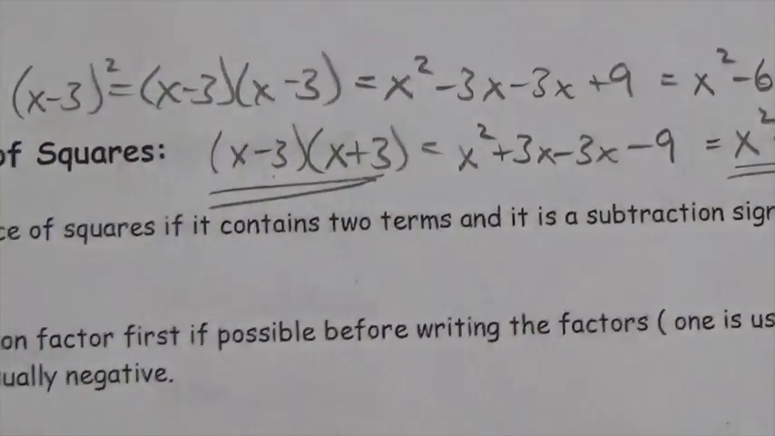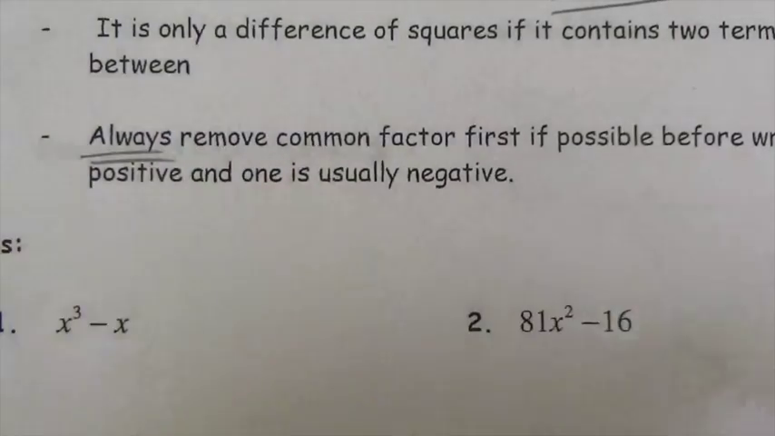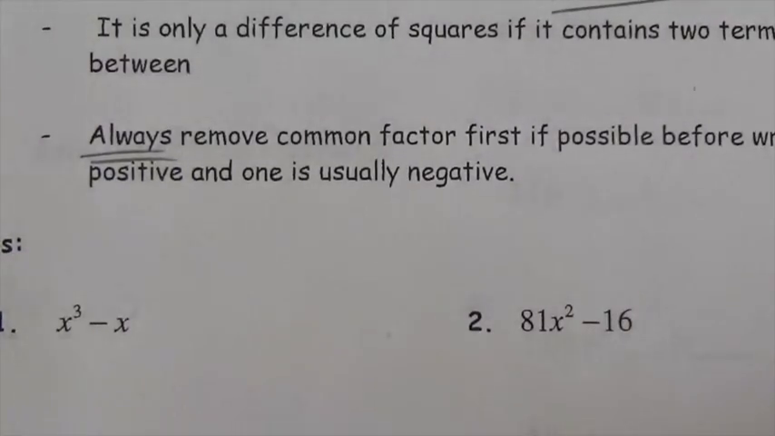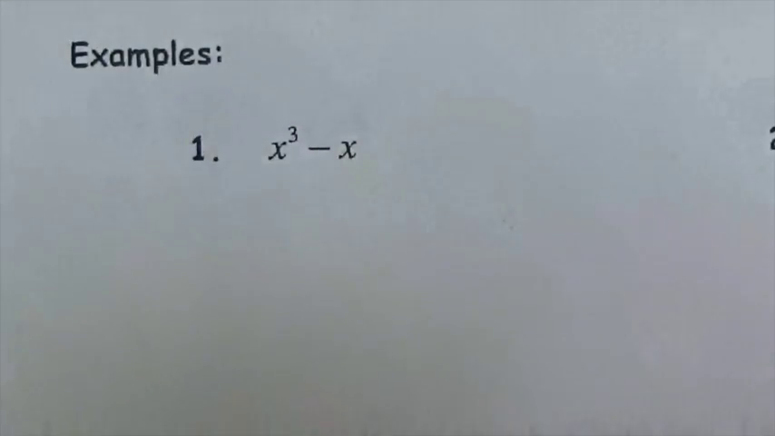Now, just a little word of advice when you're going into this. Always remove a common factor first if you can. Always pull that one out, and then move ahead with your factoring. Okay, so let's take a look at some examples. Let's just jump in. We're going to start factoring here.